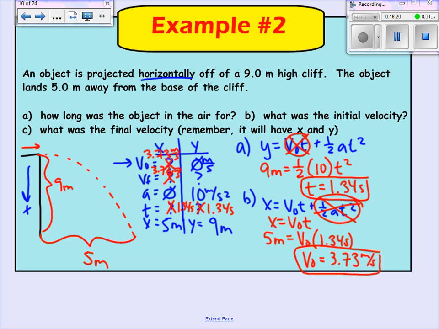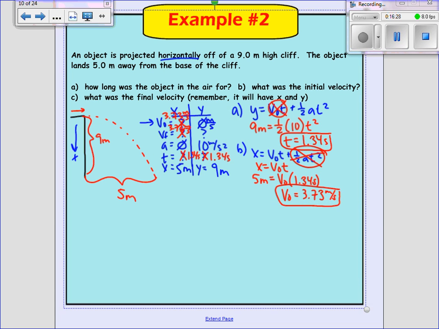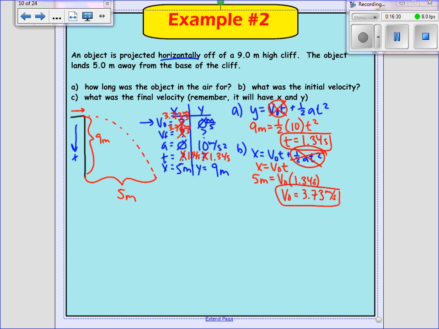Finally, C asks, what was the final velocity? Once again, remember, final velocity is a combination of x and y components. So let's go ahead and extend the page and do letter C. If I think about what the object's velocity or motion map would look like at the very bottom, it will have an x component, and it will now also have a y component due to the increase in gravity. If I add these vectors together, tip to tail, I can draw my resultant vector in just like that, and that's what it's asking me for.